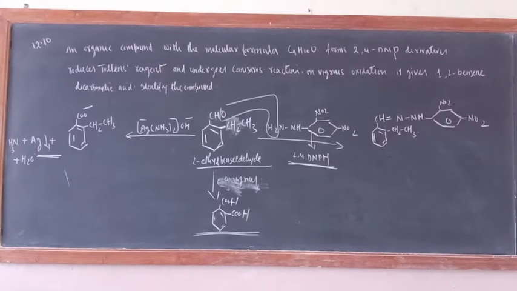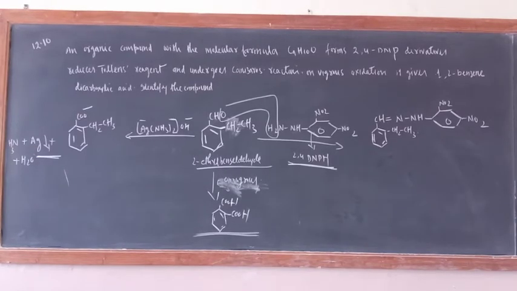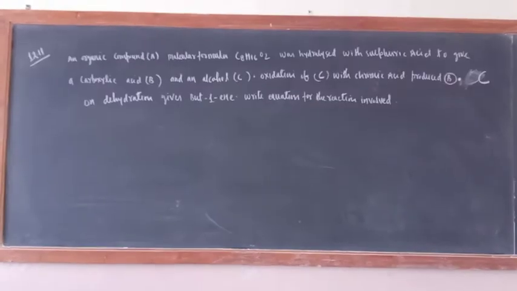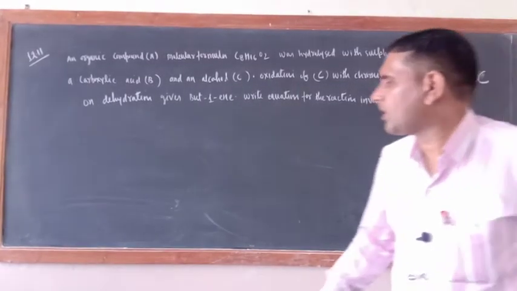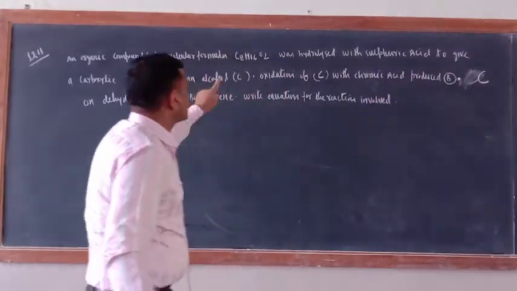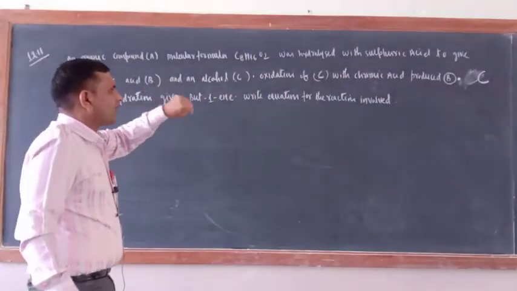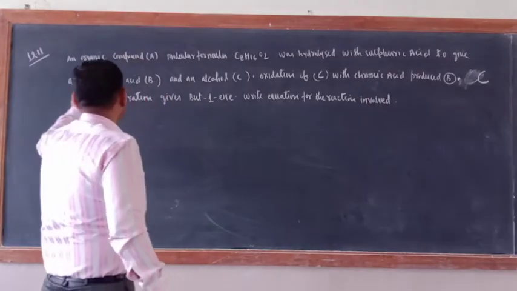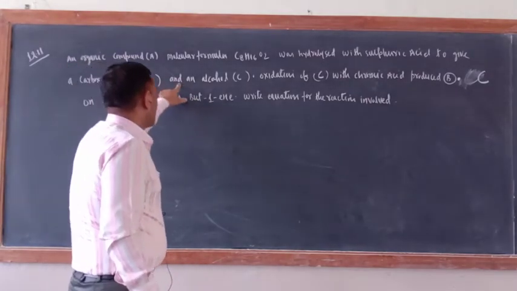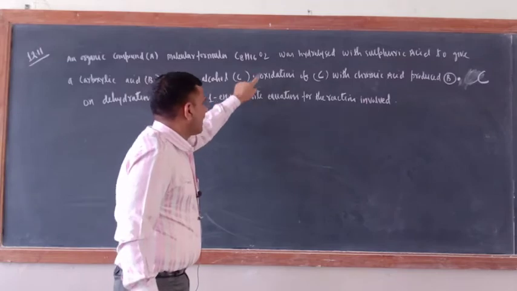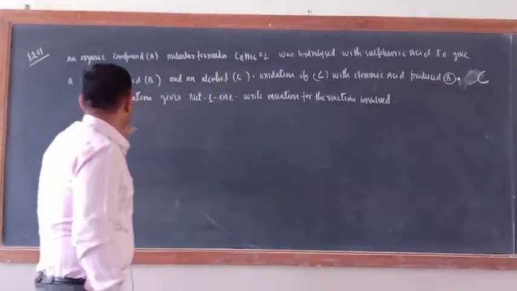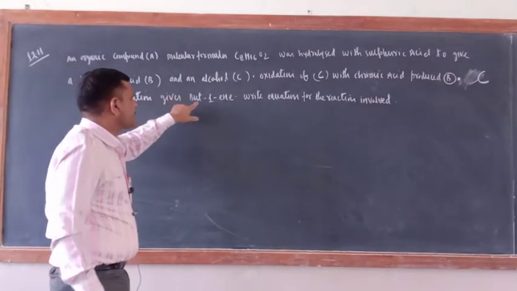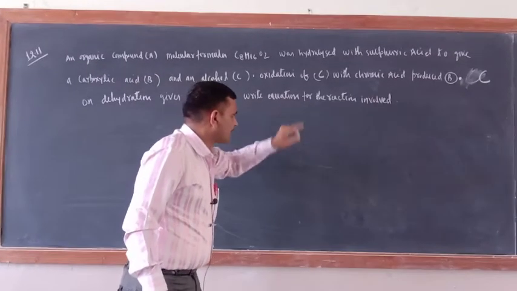So this is one type of story problem. Basically in this unit 3 story problems are there. So 2 I will solve, the third you have to solve, one more I will solve. Okay, just see. An organic compound A, molecular formula C8H16O2, was hydrolyzed with sulfuric acid to give a carboxylic acid B and an alcohol C. Oxidation of C with chromic acid produced B. C on dehydration gives but-1-ene. Write equations for the reactions involved.